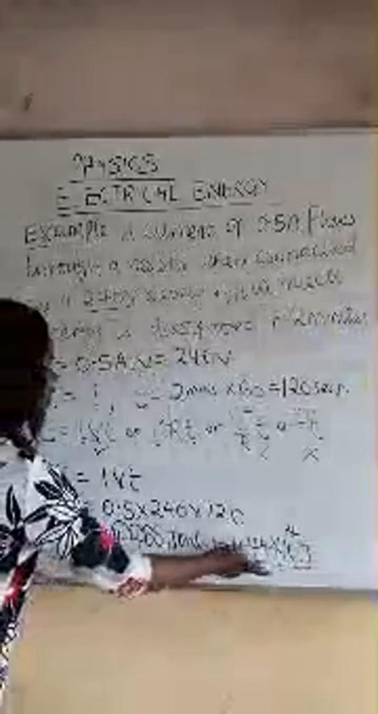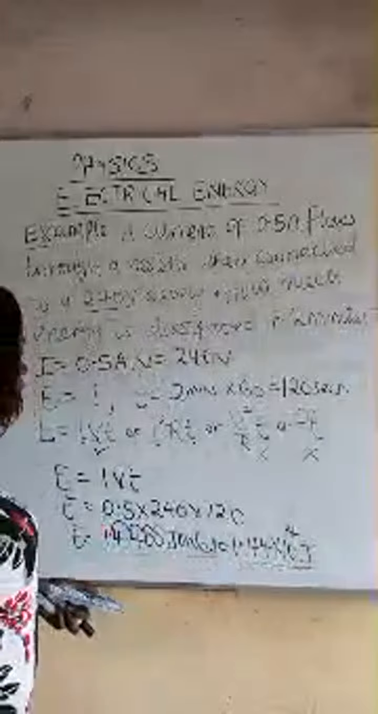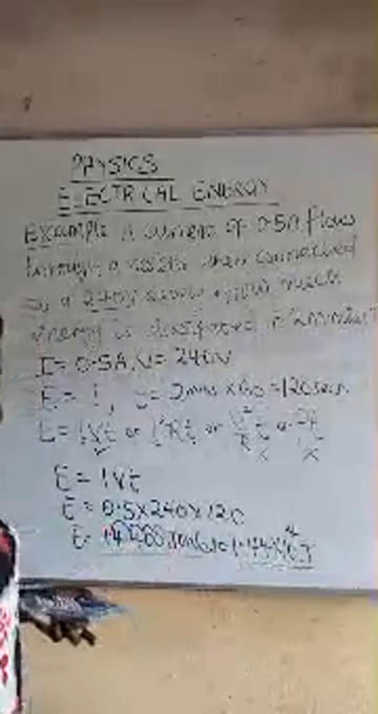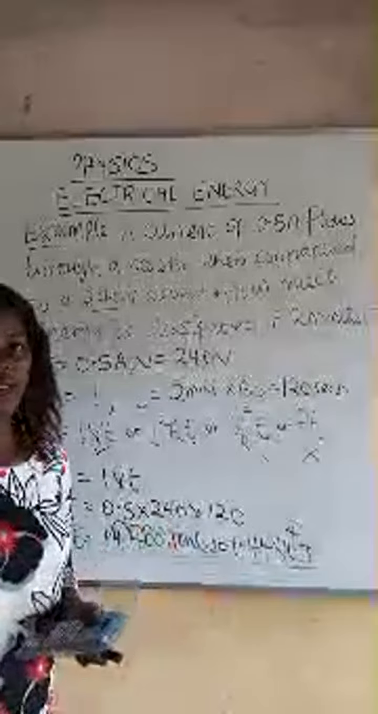If you are asked to put your answer in standard form, you just go from here, 1, 2, 3, 4. So that becomes 1.44 times 10 raised to power 4 joules. It is the same answer as 14,400 joules, just in standard form. Do we understand? All right, let's go to another example.